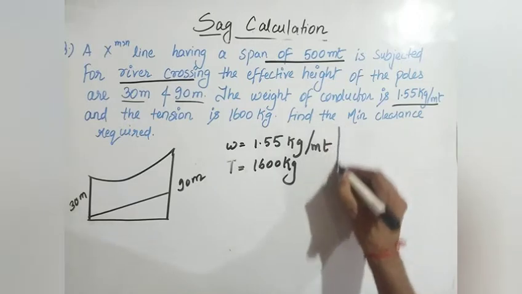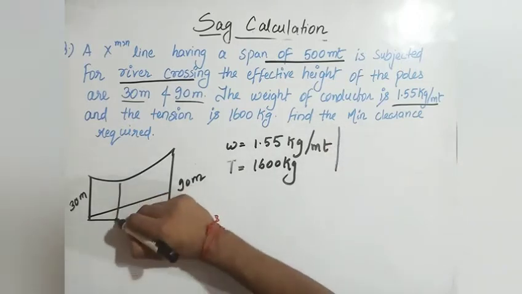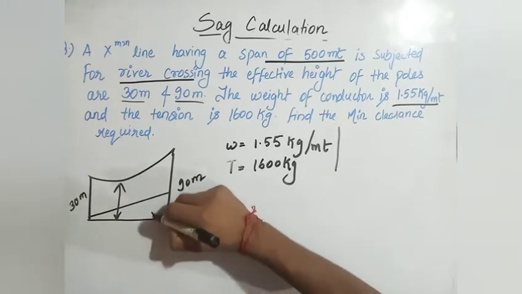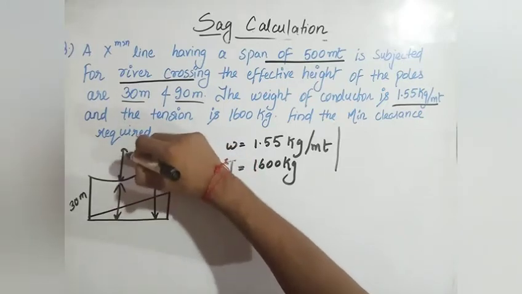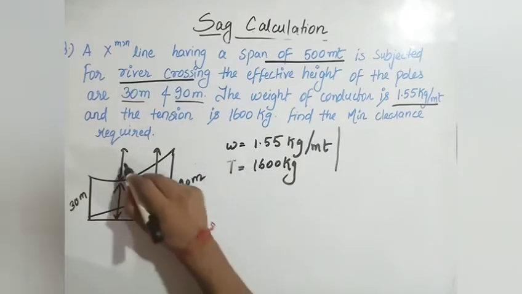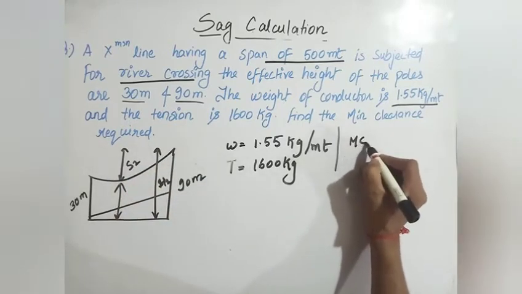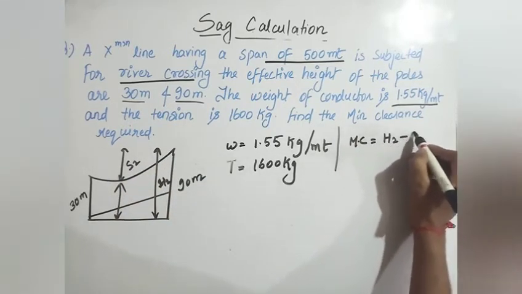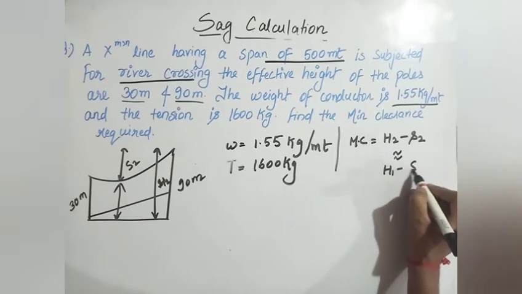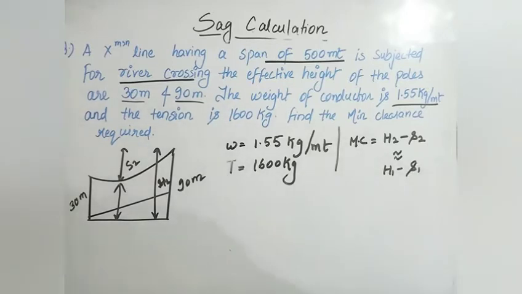We all know that this is the minimum clearance, which is nothing but the difference between height and sag. If this is H2, this is S2, then minimum clearance will be equal to H2 minus S2, or you can write it as H1 minus S1. So first we need to calculate x1 and x2.